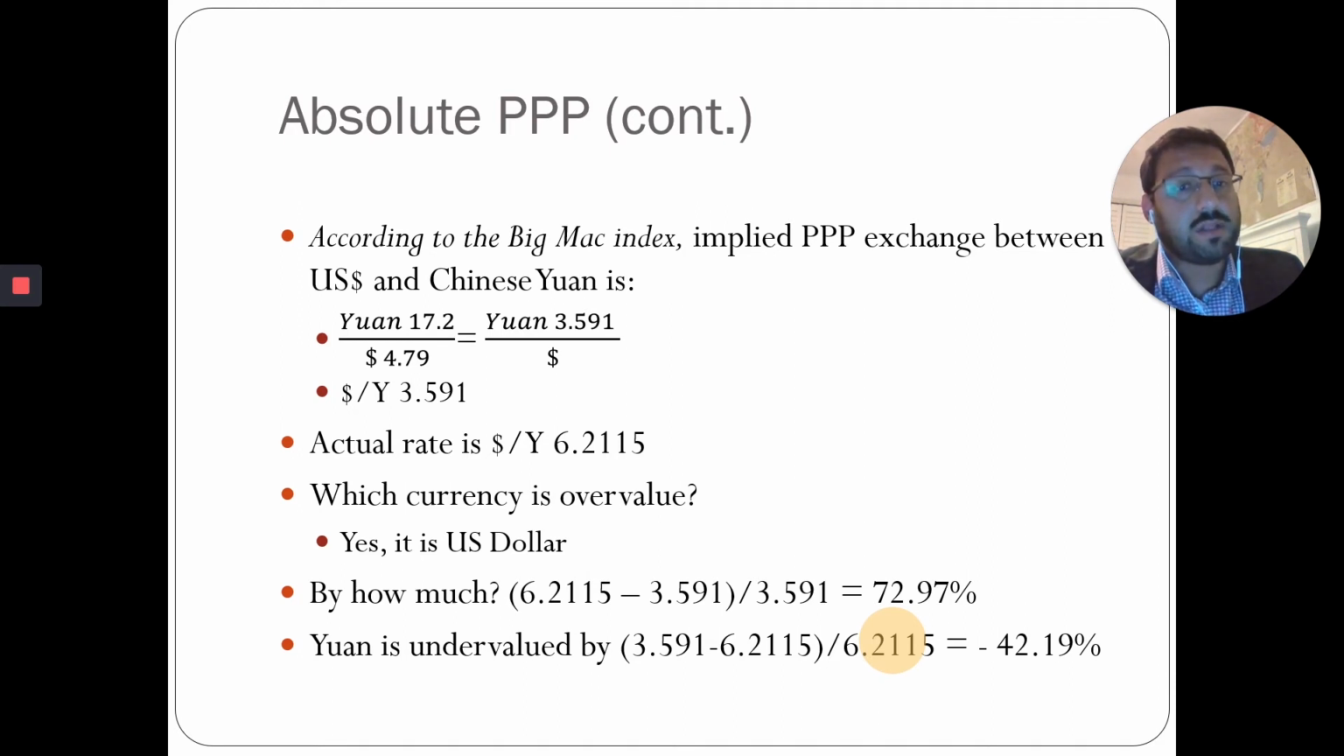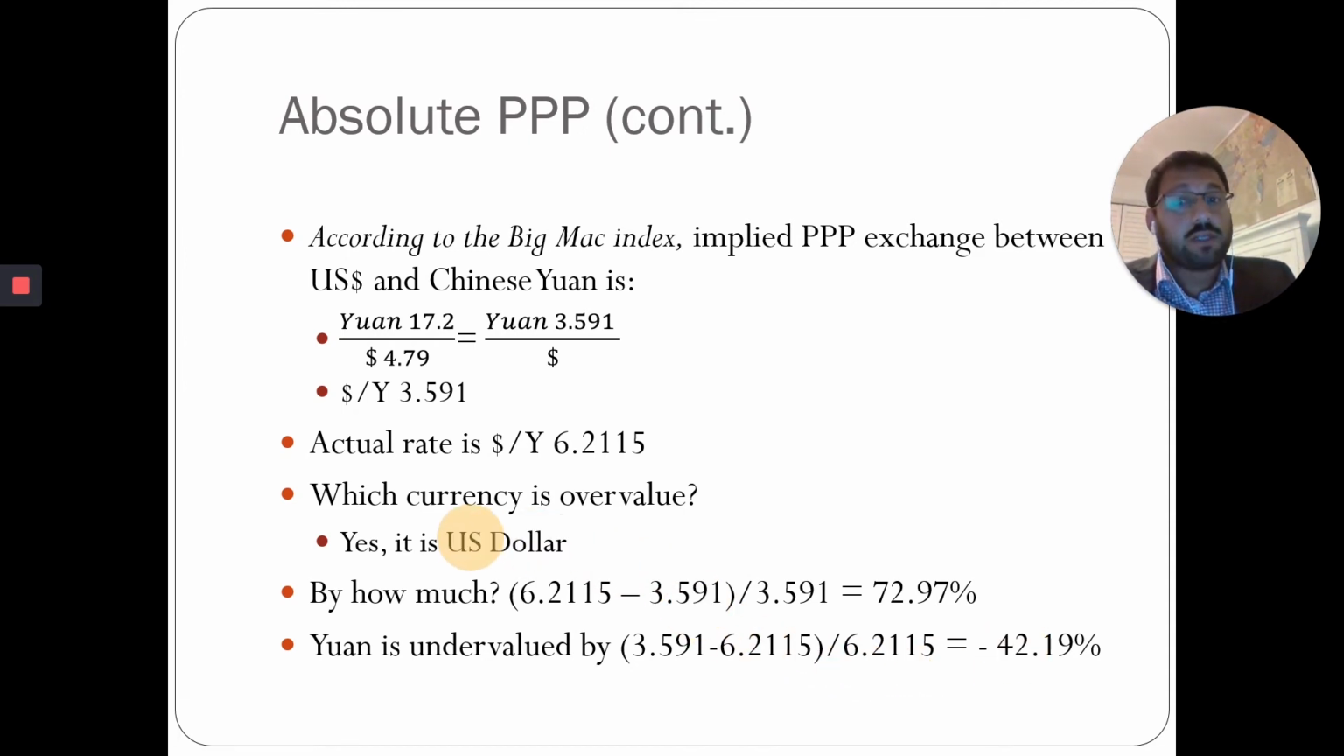If you multiply it with 100, you will get 42.19%. So the yuan is undervalued by 42.19% versus the US dollar, according to the absolute purchasing power parity theory.